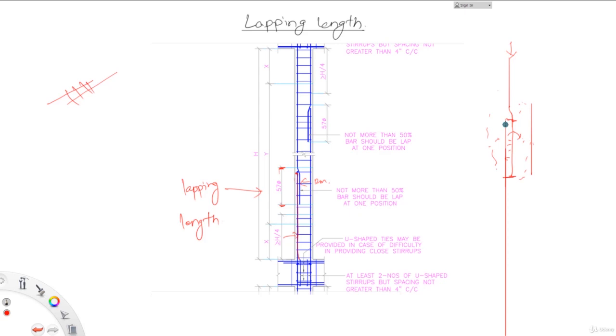The lap length that we provide is equal to the development length. We know how to calculate the development length, and if you calculate the development length, you can provide the same length as the lap length as well. Now let us talk about where we should lap the rebars. For that, we will talk about the lapping zones.